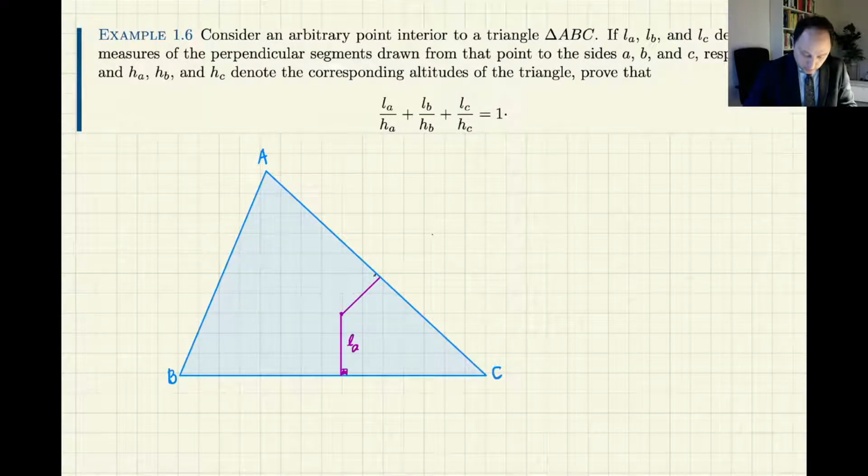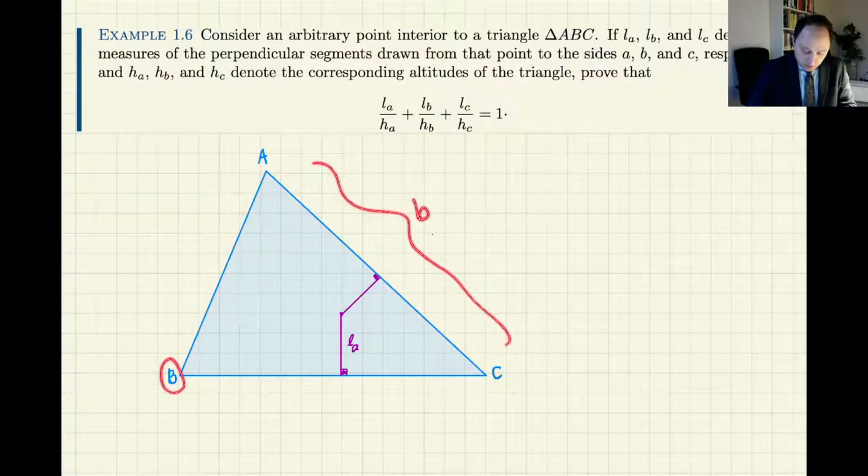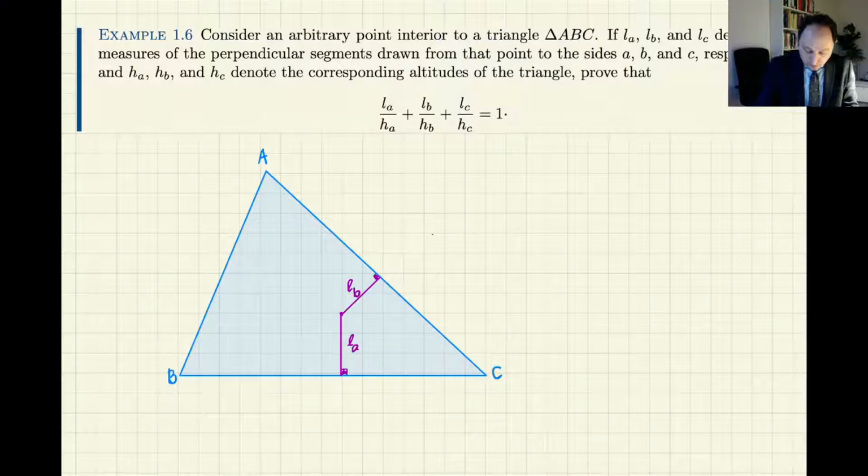Okay, this is also a perpendicular line, but this is B, so this side by convention is B, so then I will call this one L sub B. Yes? And then the next one, similarly, I will draw a perpendicular line to this one, and that is equal to LC. Okay, so this I will call LC.